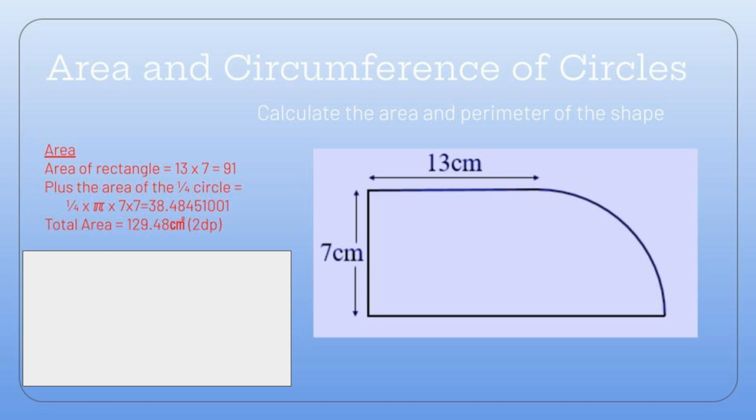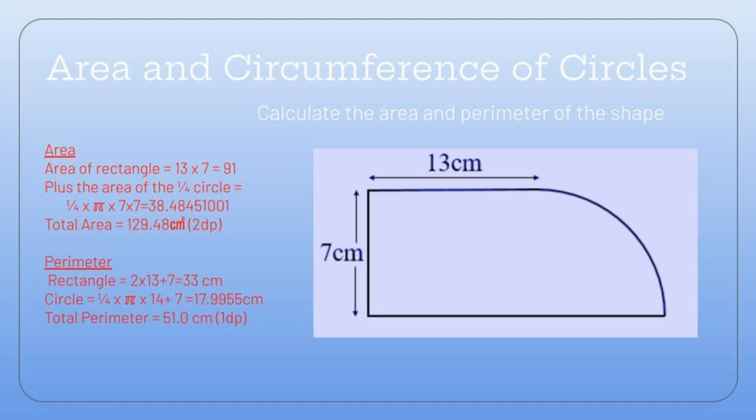The right side of the shape is a quarter of a circle. To find the area, you would multiply the formula pi times r squared by 1/4. That will give you an area of 38.4. When you add the two, your area for the whole shape is 129.48 to the second decimal place.